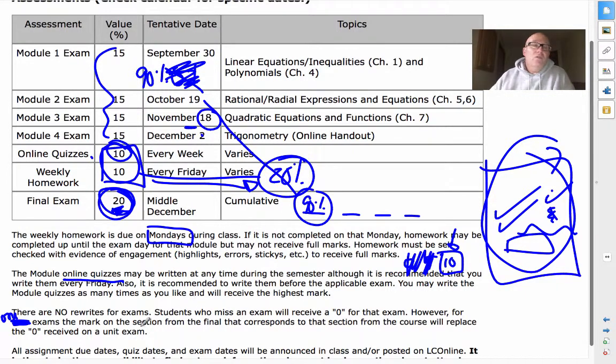Now this policy works also even if you don't miss an exam. So if you don't miss an exam, but say on the second one you get 70%, but then on the final you get 100%, then I'll replace this 70 with 100%. Okay? So it works for one exam during the unit, during the course.